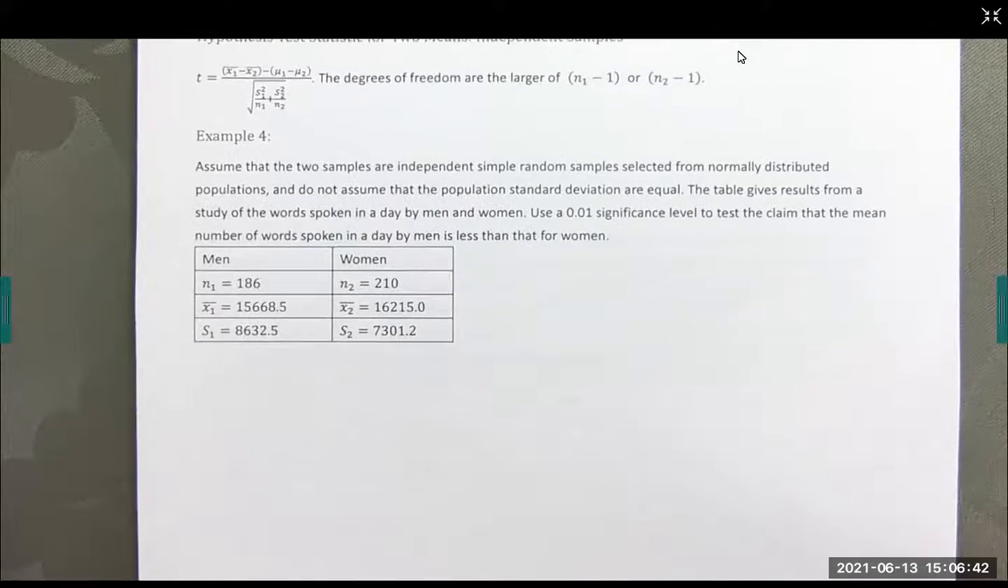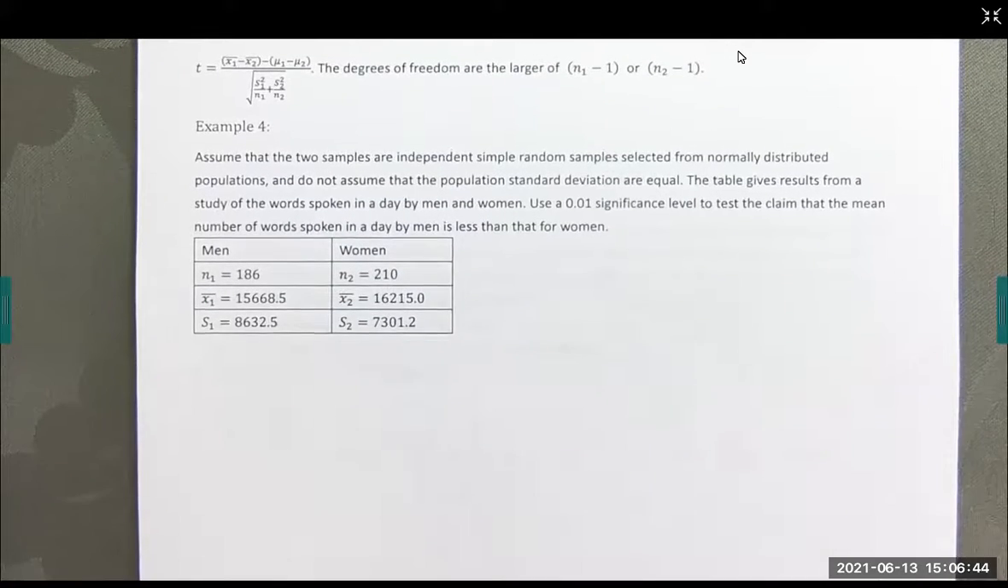All right. Assume that two samples are independent, simple random samples selected from normally distributed populations. So we knock out all the criteria that we need. And do not assume that the standard deviations are equal. The table gives us data from a study of words spoken in a day by men and women. Use a 0.01 significance level to test the claim that the mean number of words spoken in a day by men is less than that of women.